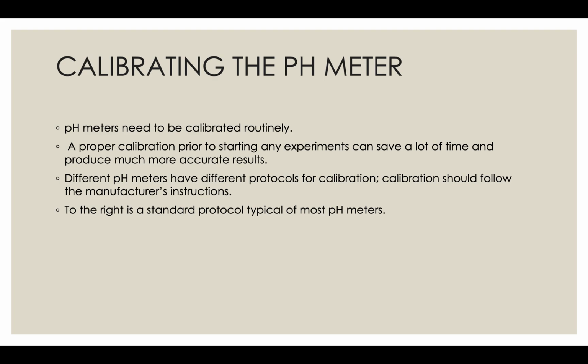First, we need to calibrate the pH meter. The process of calibration has already been practiced in previous practicals. A pH meter needs to be calibrated routinely. A proper calibration prior to starting an experiment can save a lot of time and produce more accurate results. Different pH meters have different protocols for calibration. Calibration should follow the manufacturer's instructions.